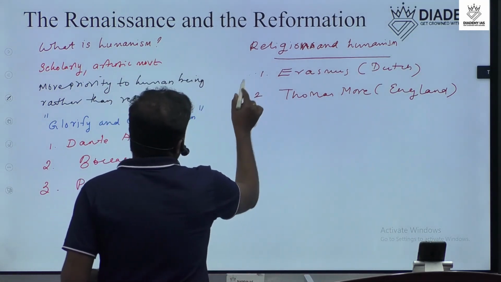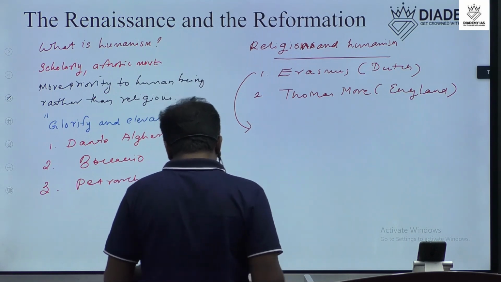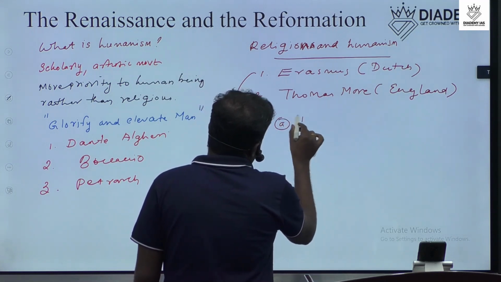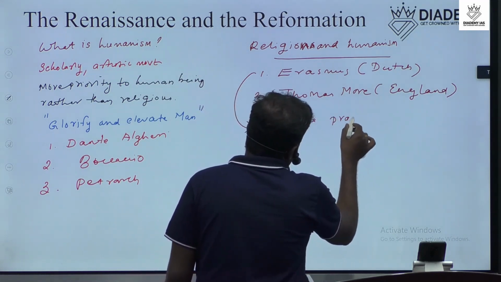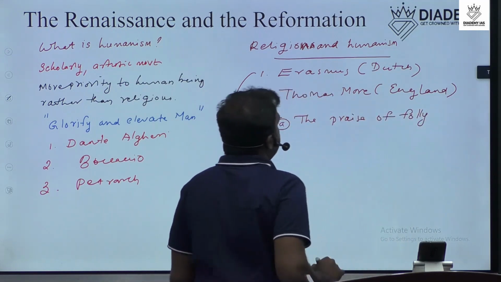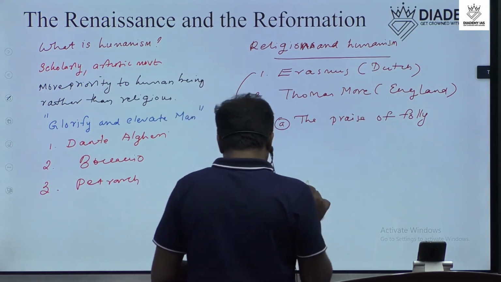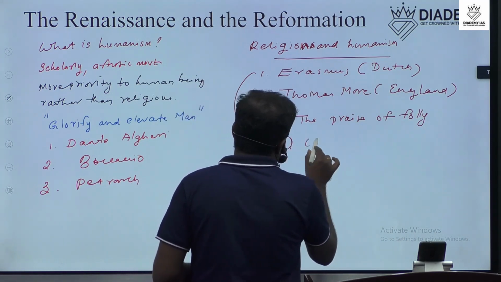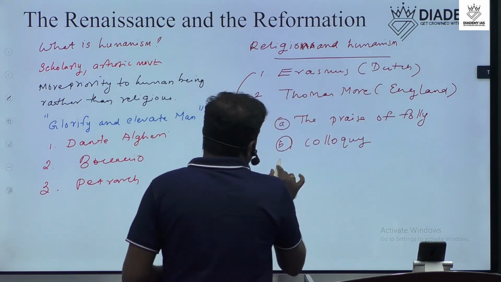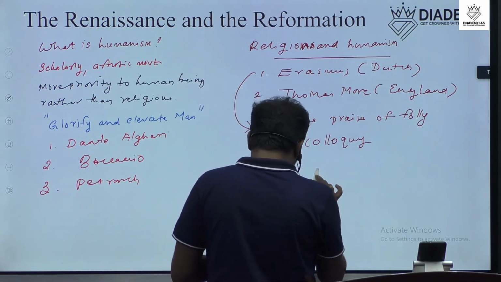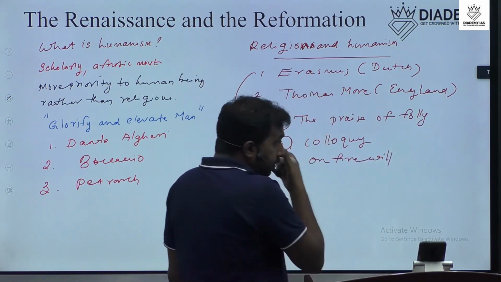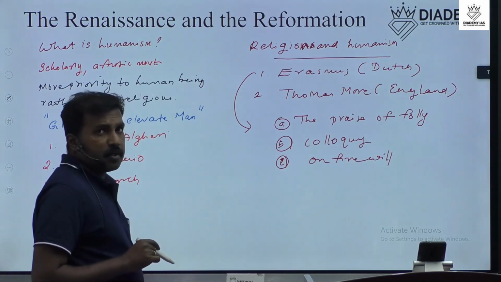Let's discuss the important works of Erasmus. The important works of Erasmus are The Praise of Folly, an important work during that time, and Colloquies, and the third one is On Free Will. These are the important literary works of Erasmus during that time.